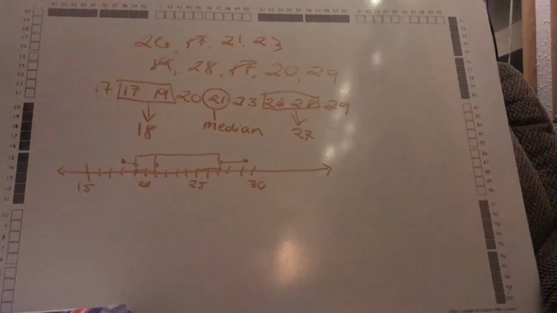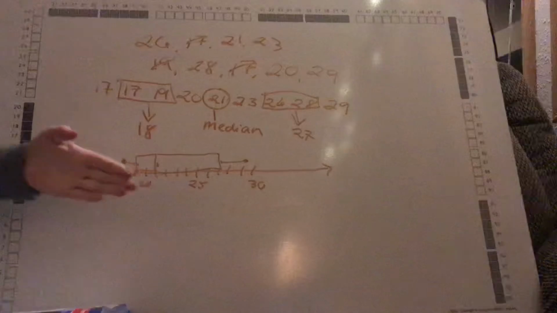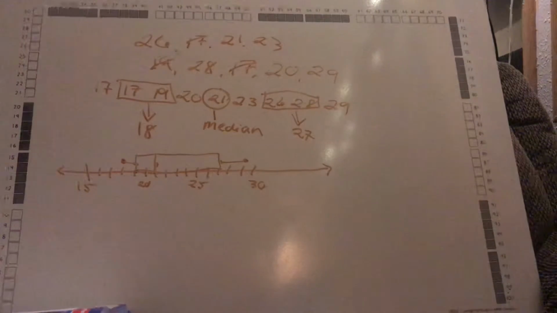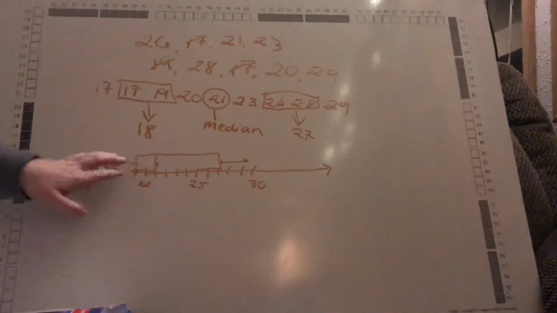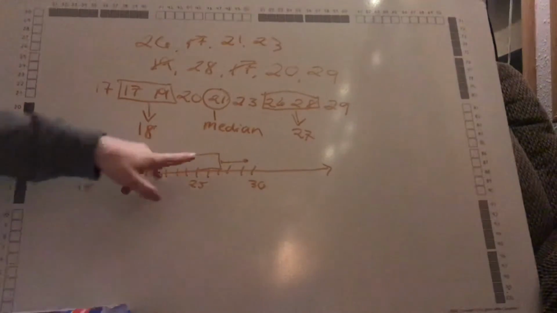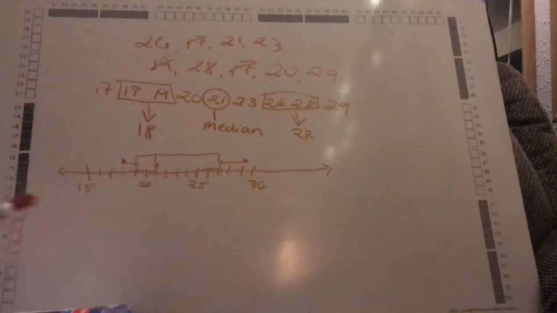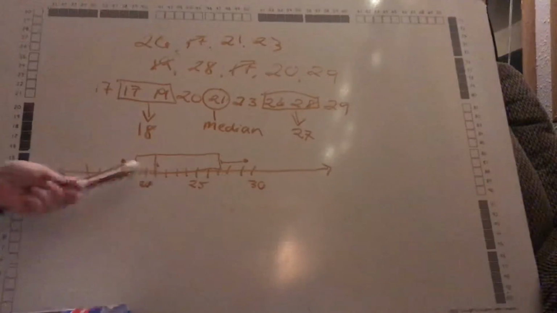Now, this is just to kind of show or represent on a number line the distribution of the data. Okay? So you can tell that you've got kind of a smaller box here and a bigger box here, meaning that we've got more numbers in here, higher numbers in here, lower numbers over there.